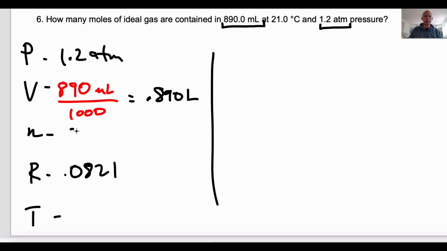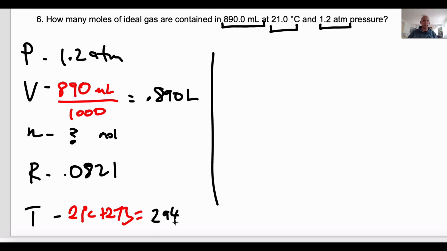Moles is what they're asking us for, so that's going to be that, and the unit on the answer is going to be moles. And temperature, 21 degrees Celsius. That is not in the correct unit. We need to add 273 to 21, and that's going to be 294 Kelvin.